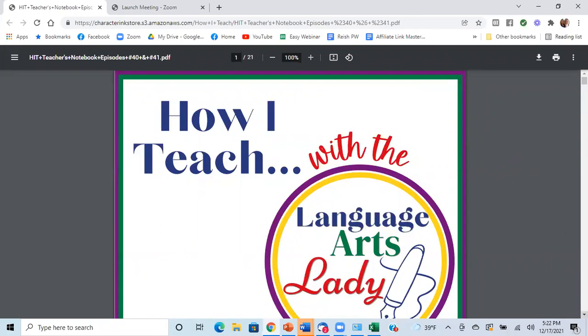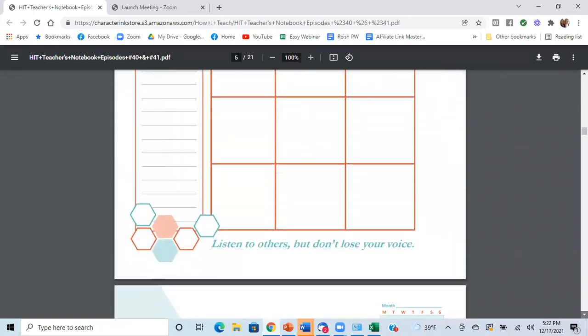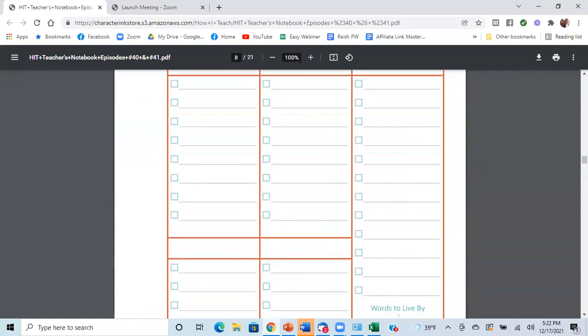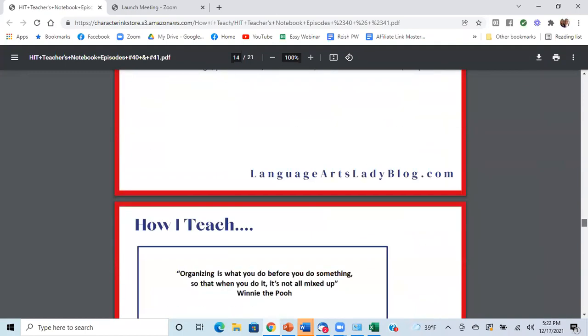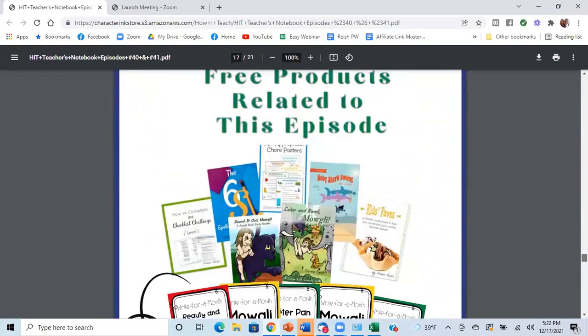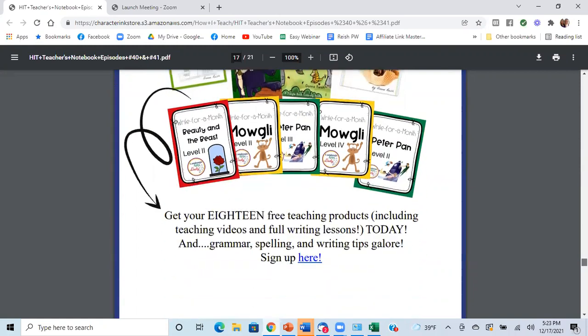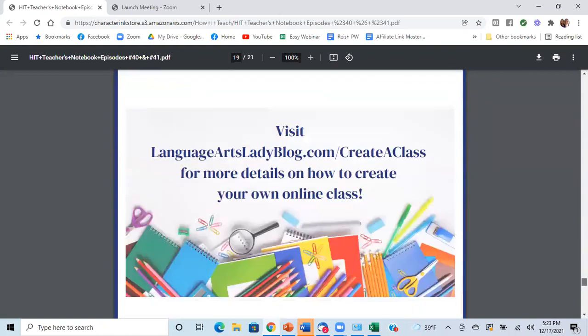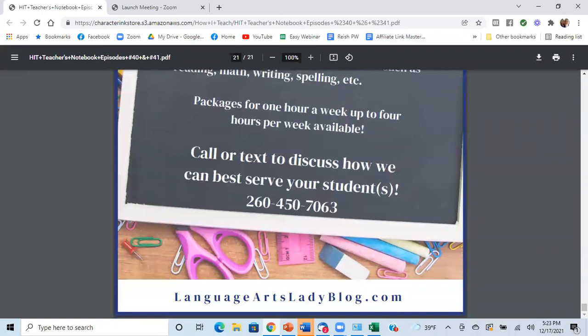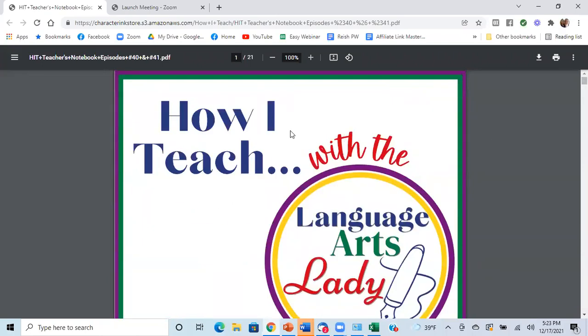All right, speaking of teacher's notebook, we are on episode number 41, which means that there are 41 teacher's notebook free lessons, free content, free material for you to use with your students in your classroom, in your home, however you would like to use it. And they are chock full, just like this one, of lessons that can actually be used right away. So I've taught many, many of the skills and processes that I use to teach writing and language arts and so forth to my students. You can grab this at languageartsladyblog.com. And you can get all 41 episode teacher's notebooks in one volume, or you can just pick and choose whichever ones you want or whichever ones you may have missed.